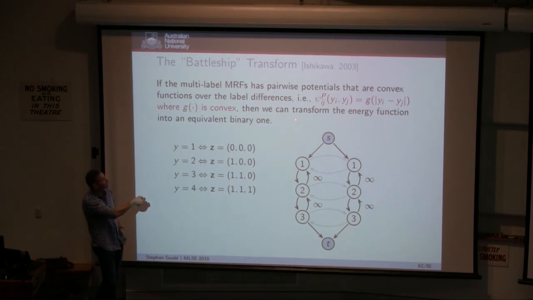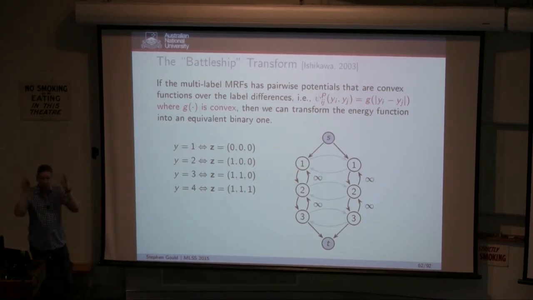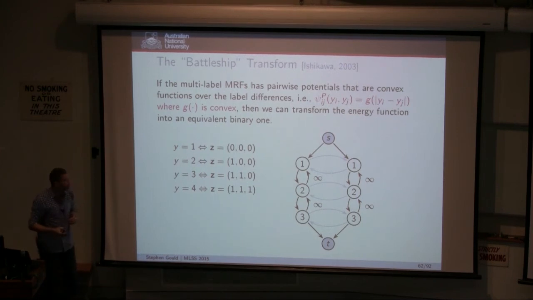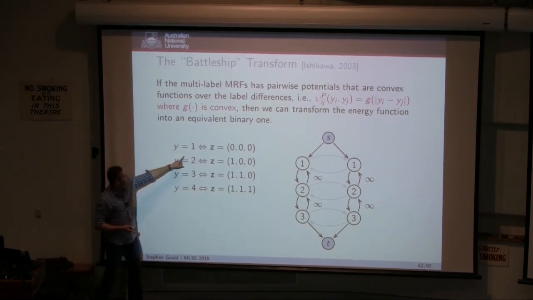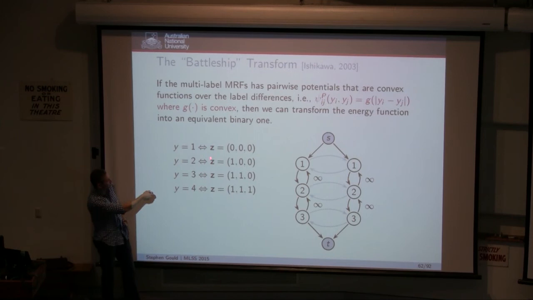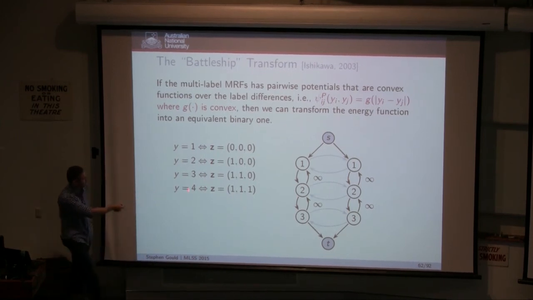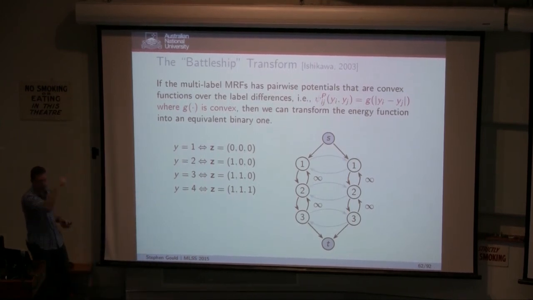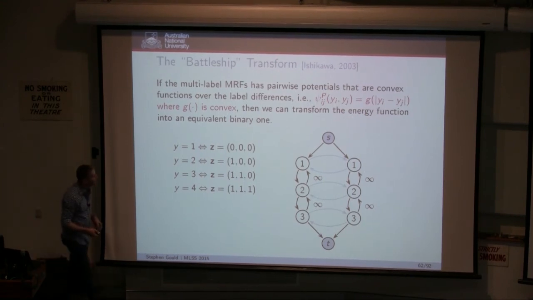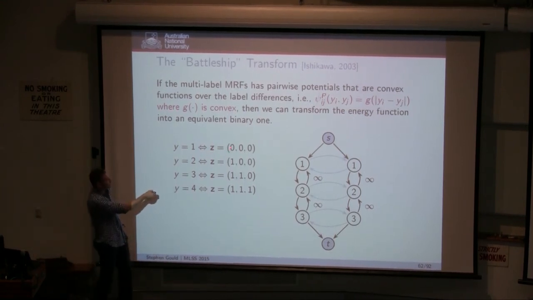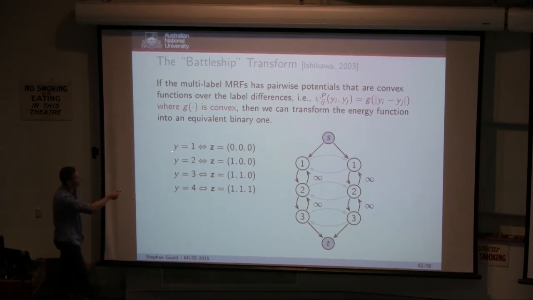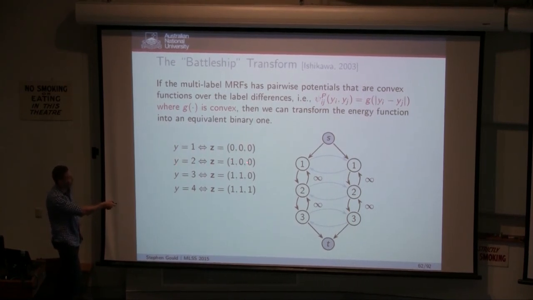If that property holds, then we can transform the multi-label problem into an equivalent binary labeling problem using this particular encoding. So I introduce these new variables, right? Let's say I have a multi-label problem where each variable can take four different labels. I'm going to introduce these three new binary variables. And I'm going to encode y equals 1 as this vector 0, 0, 0. And y equals 2 as the vector 1, 0, 0. Y equals 3 as the vector 1, 1, 0. And y equals 4 as the vector 1, 1, 1. Okay?